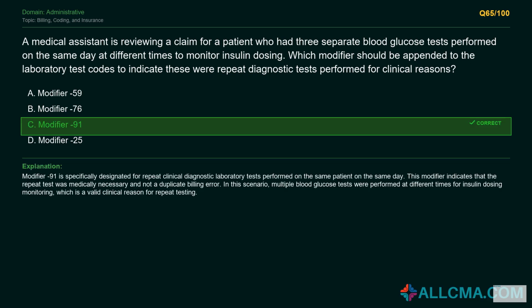The correct answer is C. Modifier -91 is specifically designated for repeat clinical diagnostic laboratory tests performed on the same patient on the same day. This modifier indicates that the repeat test was medically necessary and not a duplicate billing error. In this scenario, multiple blood glucose tests were performed at different times for insulin dosing monitoring, which is a valid clinical reason for repeat testing.